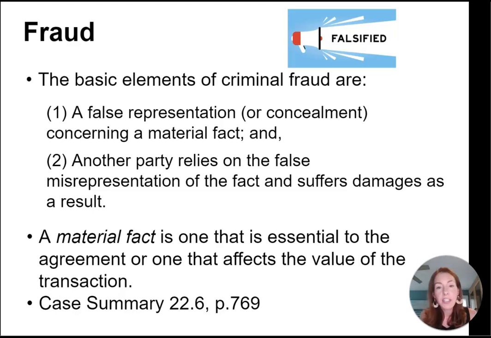A false representation. We also talked about this type of activity in the torts context. False representation or concealment, so the failure to provide certain information concerning a material fact, something that is essential to an agreement or one that affects the value of a transaction. So it has to be material, it has to be essential, very important information that was falsely represented or that was not provided, it was concealed. And another party has to rely on the false misrepresentation and suffer damages as a result.